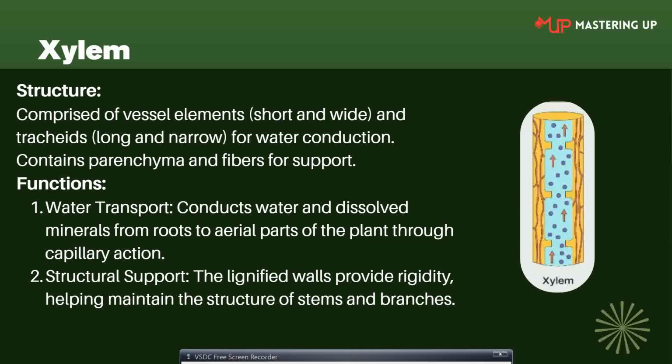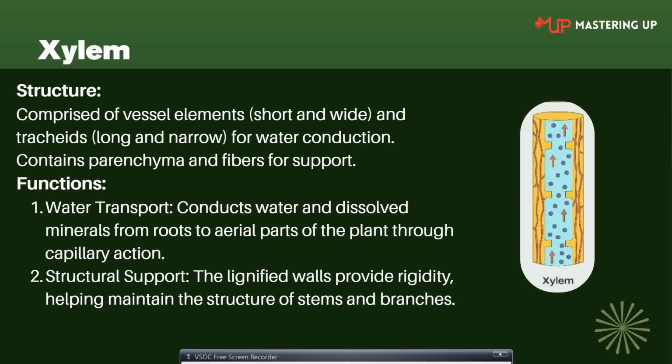Now let's go to our complex permanent tissue, that is xylem and phloem. So this one we already basically studied. So the xylem is comprised of the vessel elements, short and wide. So xylem is made up of different kinds of structures. First of all, vessel elements, they are short and wide, and tracheids, they are long and narrow, for water conduction, and it contains parenchyma and fibers for support. Okay, so the vessels and tracheids are for water conduction, and parenchyma and fibers are for the support.